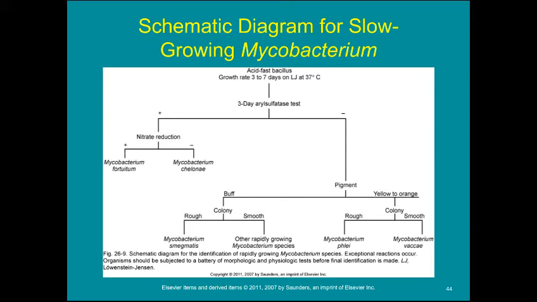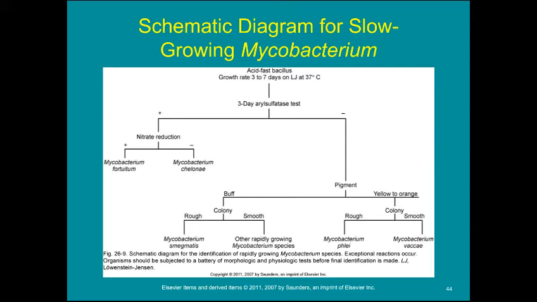So, diagram of rapid-growing Mycobacterium. Growth rate, 3 to 7 days on LJ at 37 degrees C. You have to do the 3-day aryl sulfatase test. If it is positive, you proceed with nitrate reduction. Then, if it is positive with nitrate reduction, it's fortuitum. If it is negative, then it's chelonae.